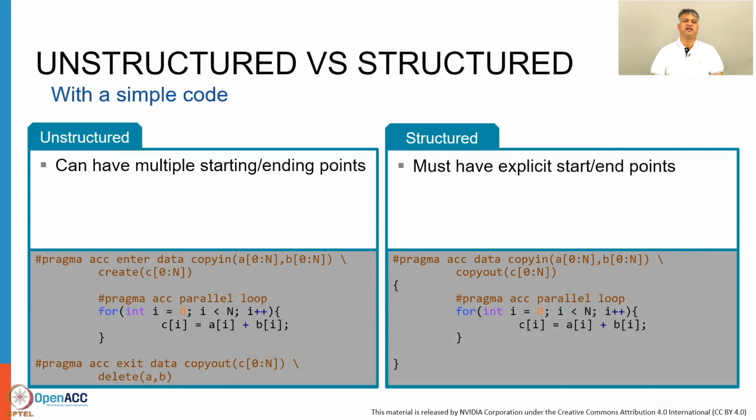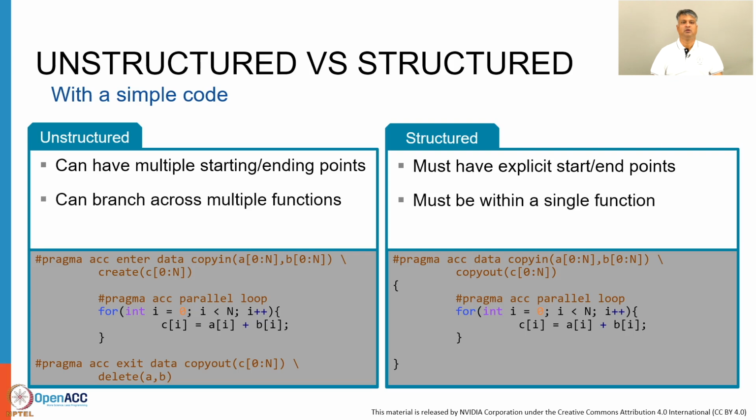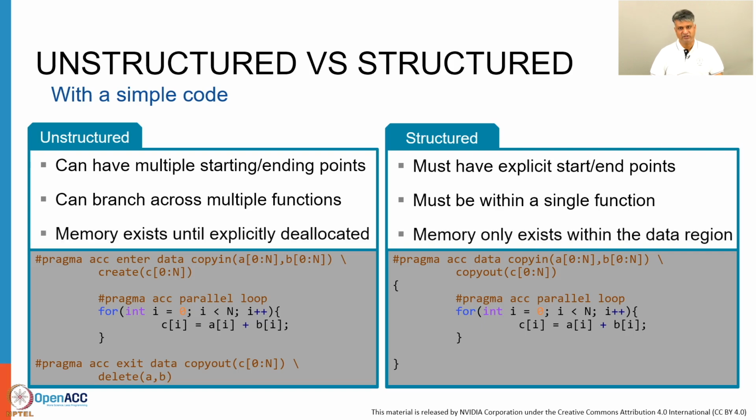So unstructured code can have multiple starting and ending points. Structured code must have explicit start and end points. Unstructured data directives can branch across multiple functions, but structured data directives must be within a single function. In unstructured data directives, memory exists until it is explicitly deallocated. In the structured version, memory only exists within a particular data region. So while more control is given to the programmer in unstructured data directives, it also leaves the responsibility of deallocating memory to the programmer. So this minimizes the data transfer even a little bit more, but gives a greater responsibility of managing the memory correctly.